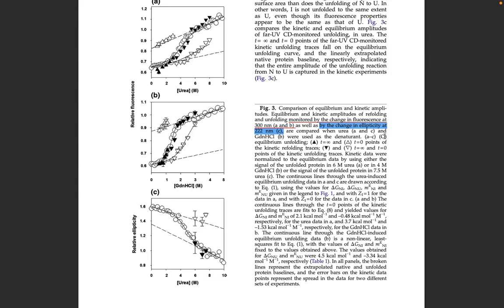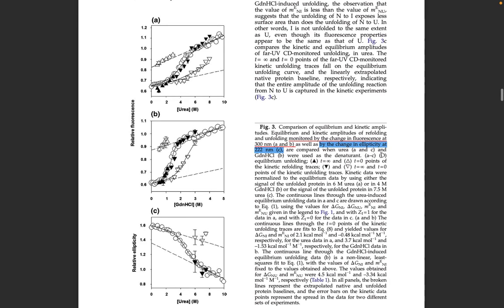Now, equilibrium unfolding. The open circles are the equilibrium unfolding experiments. See here, these open circles are equilibrium unfolding experiments, and these filled triangles, the black filled triangles.